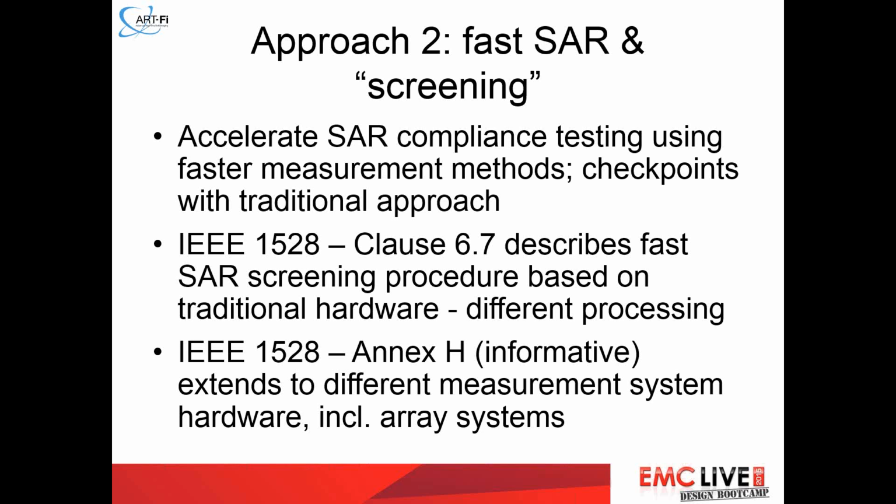IEEE 1528 2013 version also describes a fast SAR screening procedure in clause 6.7, for example. And this fast SAR screening procedure is based on traditional hardware, so basically robot and diode detected probe. The idea is to measure fewer points in this case and apply different kinds of processing to end up with a faster SAR result. Also, the IEEE 1528 contains an annex, Annex H, which extends the application of those fast SAR screening procedures to systems with different hardware, including array systems.